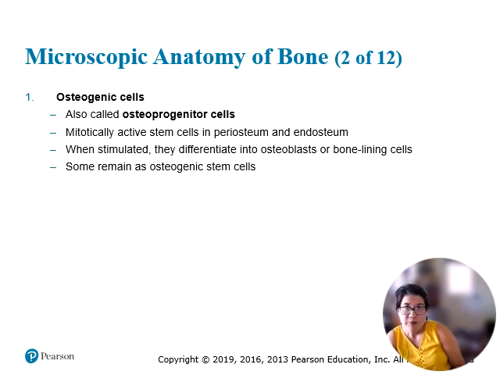Okay, so osteogenic cells are also called osteoprogenitor cells. They are stem cells. Remember, they're in the periosteum and the endosteum. And they can make different types. Like, that's the thing about stem cells. Most of them can make different types of cells. So they can make osteoblasts or bone lining cells, or they can just stay as stem cells.